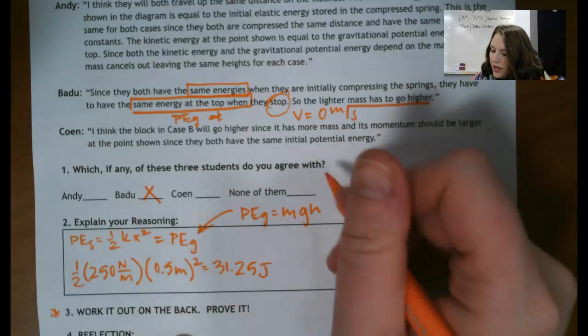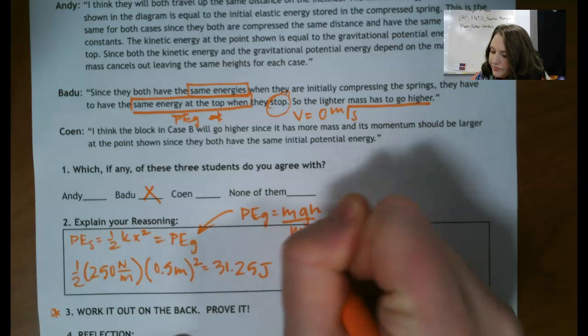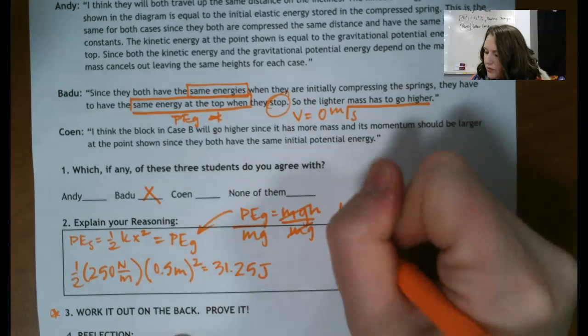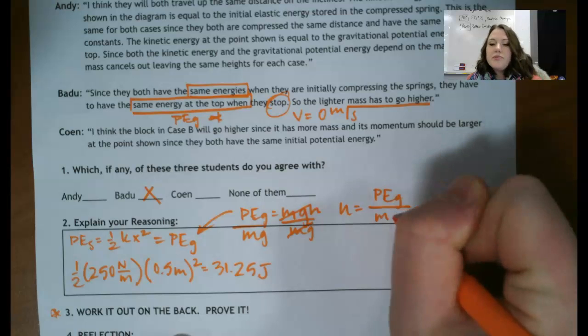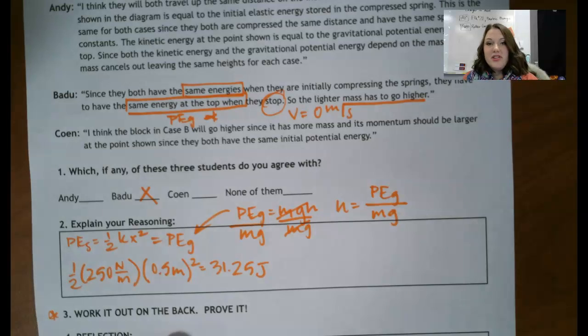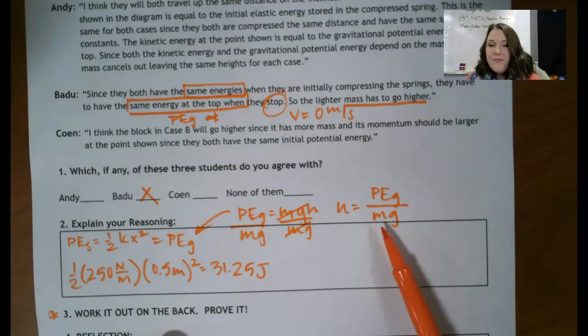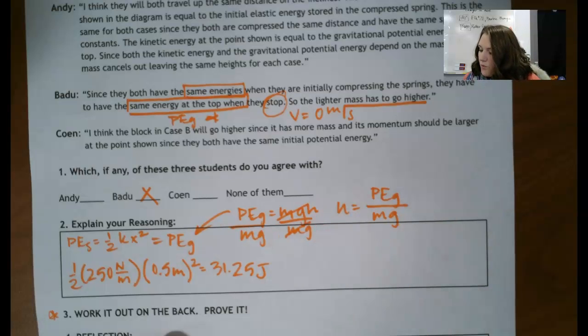So I'm going to go ahead and do the algebra to solve this for height, right? I'm curious how high they're going to go. So if I want to know how high they're going to go, it's going to be whatever energy I have divided by the mass of the object times the acceleration of gravity. You could also win this argument by just rearranging this equation here, and you can show that because mass is in the denominator, as the mass increases, the height must decrease. It's inversely proportional.